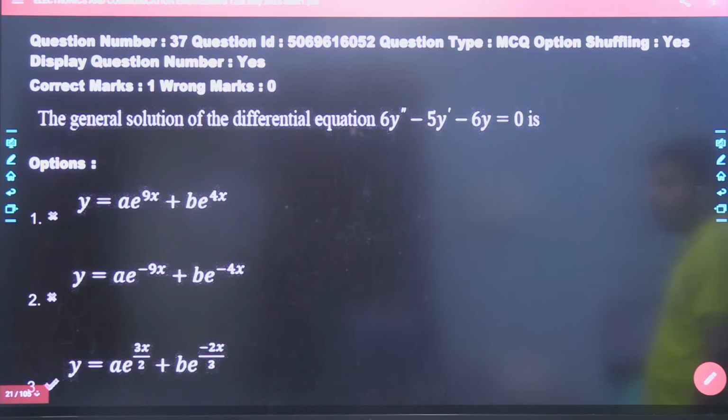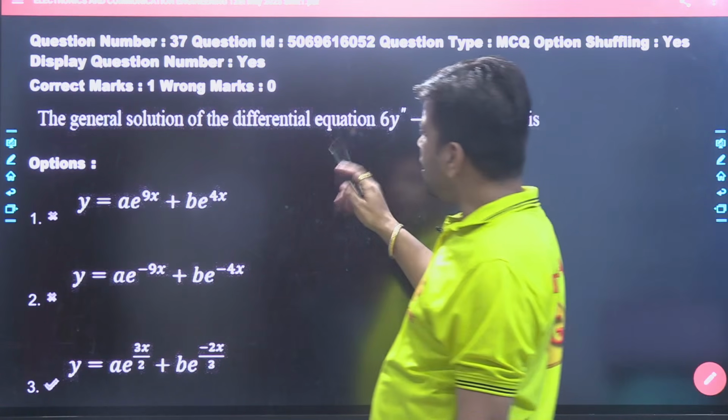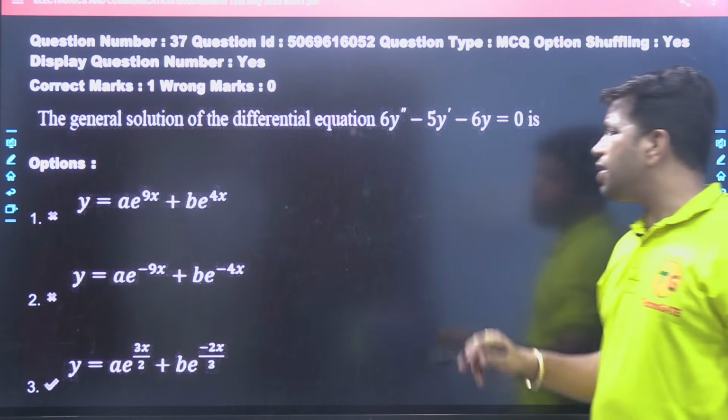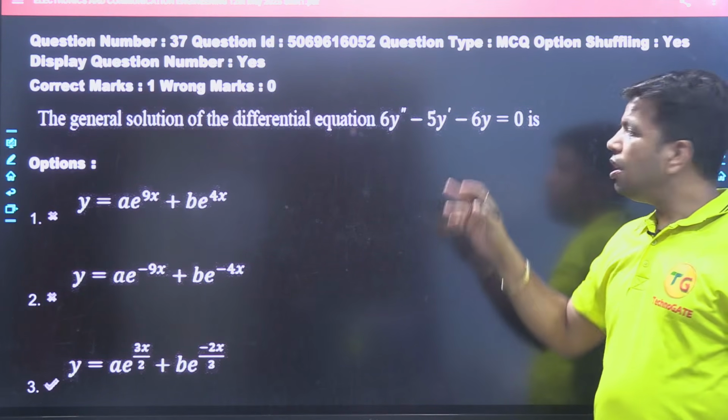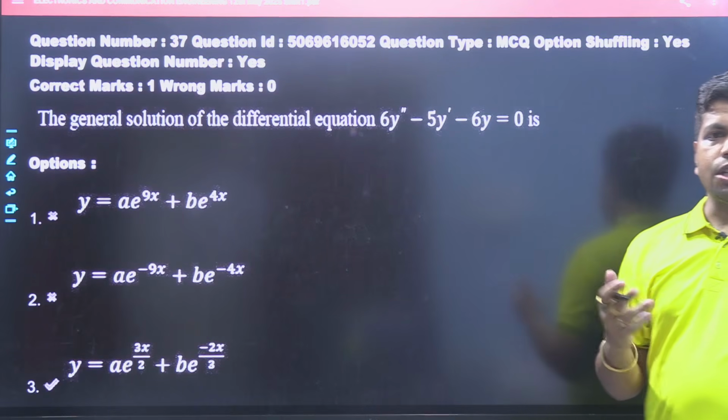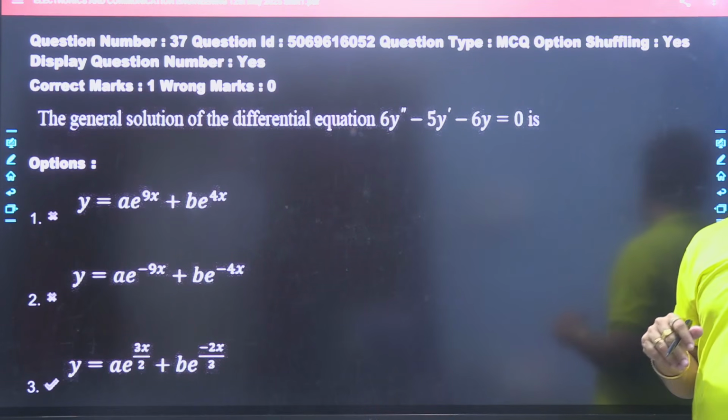Let's move to another question. We need to find the general solution corresponding to this differential equation: 6y double dash, meaning double differentiation, minus 5y dash, meaning single differentiation, minus 6y equals 0, as given.